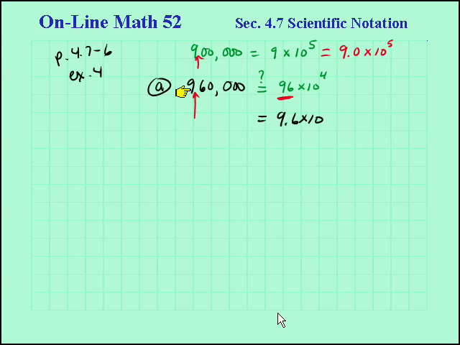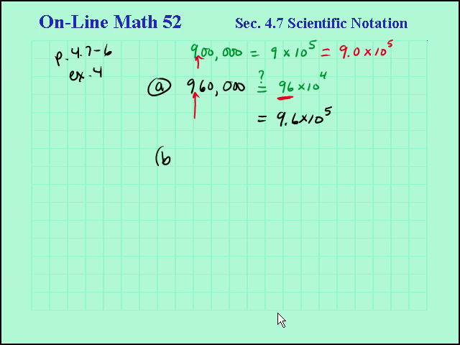But what do we want? How many places are there after the 9? There's 1, 2, yes, I counted the 6. That's right. 1, 2, 3, 4, 5. There are 5 places after the 9. So the 9.6 times 10 to the 5th is the way we'd represent this in scientific notation. This is for a large number.